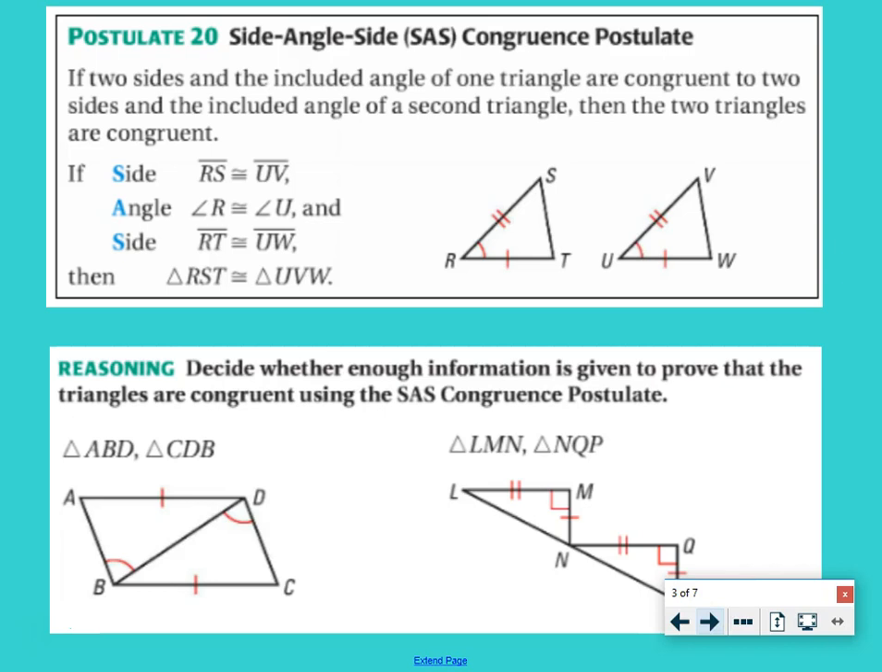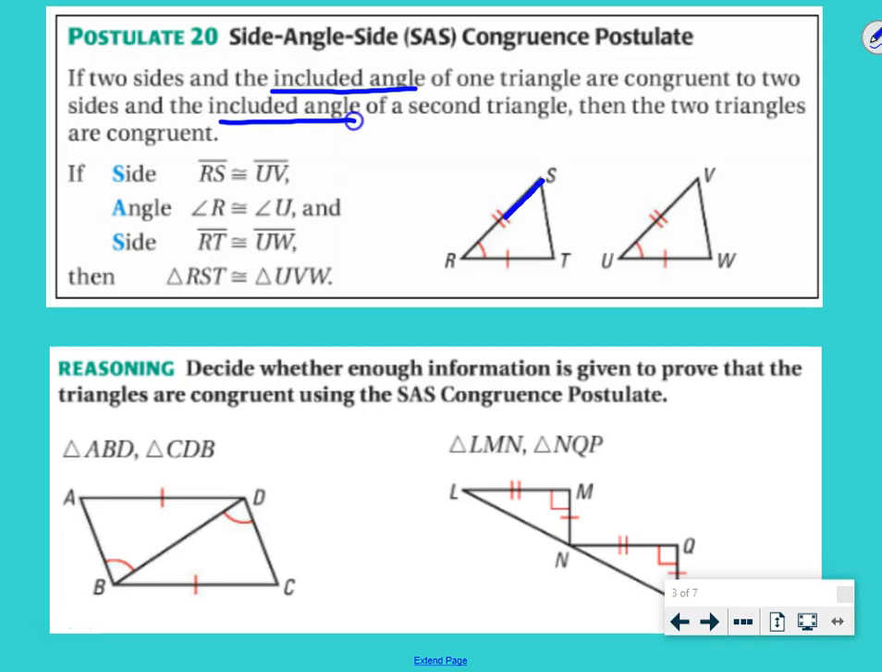Alright, first off we have postulate number 20, which is the side, angle, side congruence postulate. It states if two sides and the included angle of one triangle are congruent to two sides and the included angle of a second triangle, then the two triangles are congruent. We really have to focus in on that word included angle, which means it's in between the two sides that are congruent.